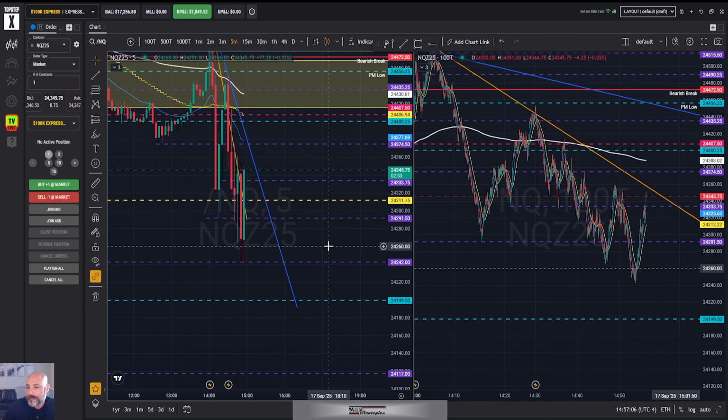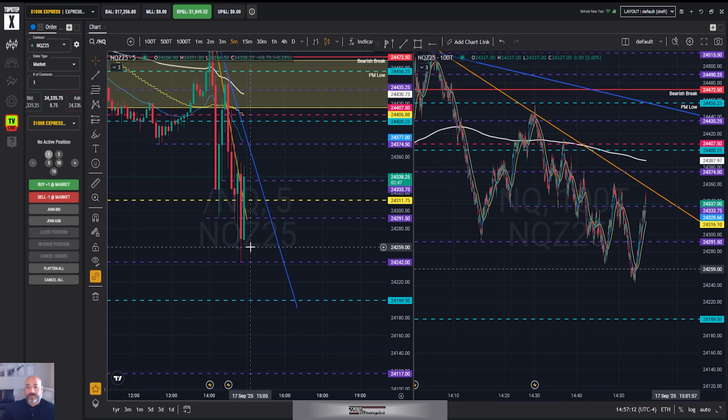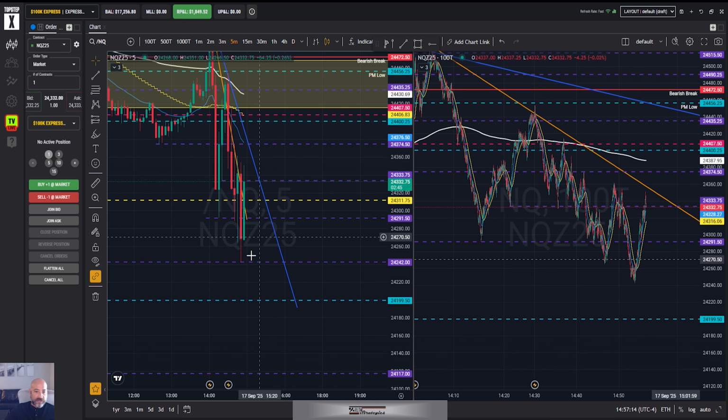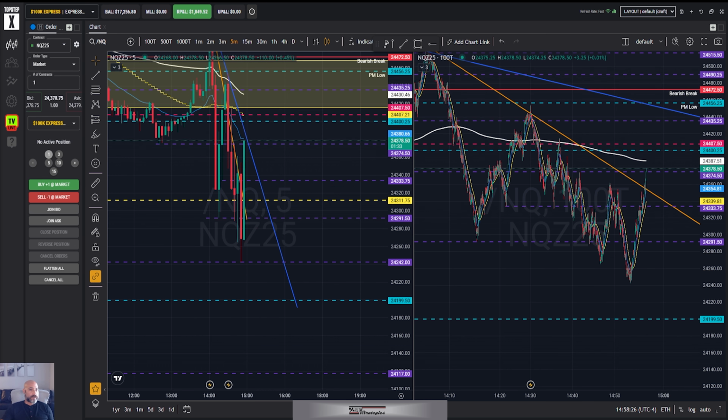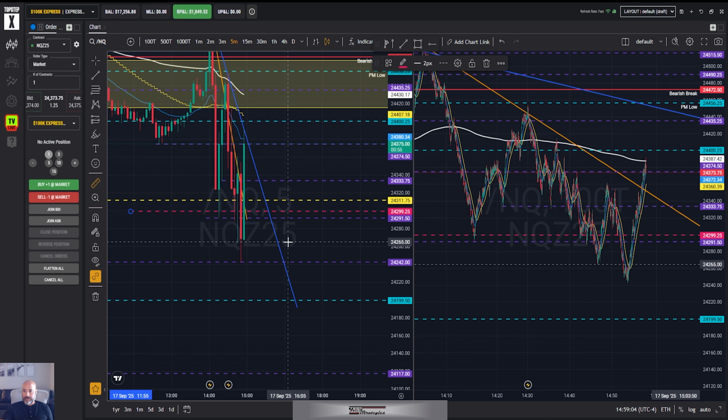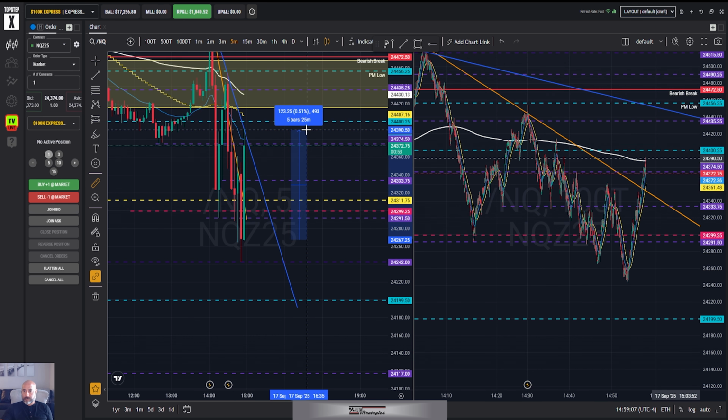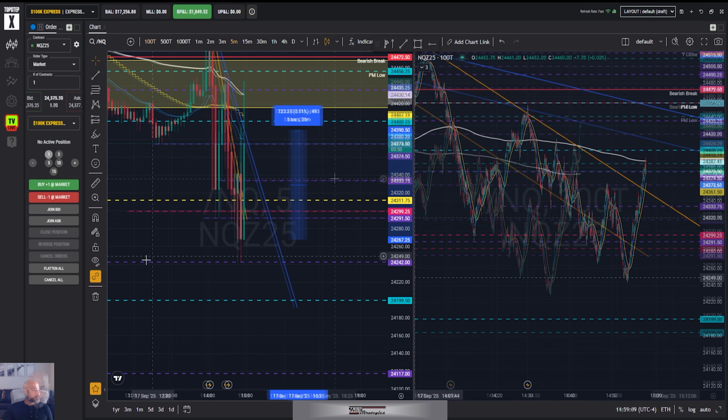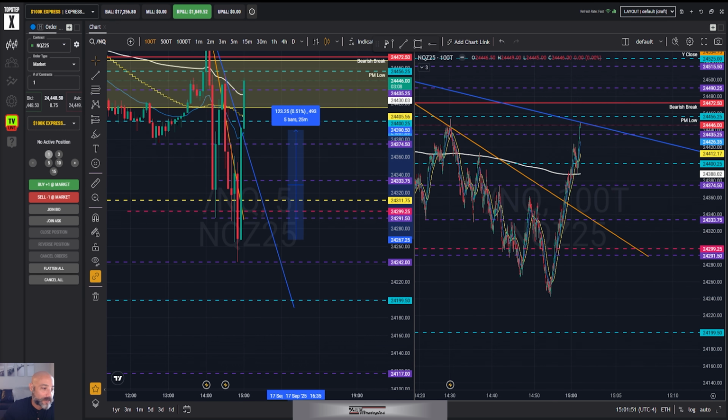All right, 2 minutes, man. We could retrace all that back. That's ridiculous. Oh, it's so strong on the 5 minute. That 5 minute candle is insane. And here we are moving back up. That 5 minute candle is literally 123 points. Dang, look at that. Look at that recovery.